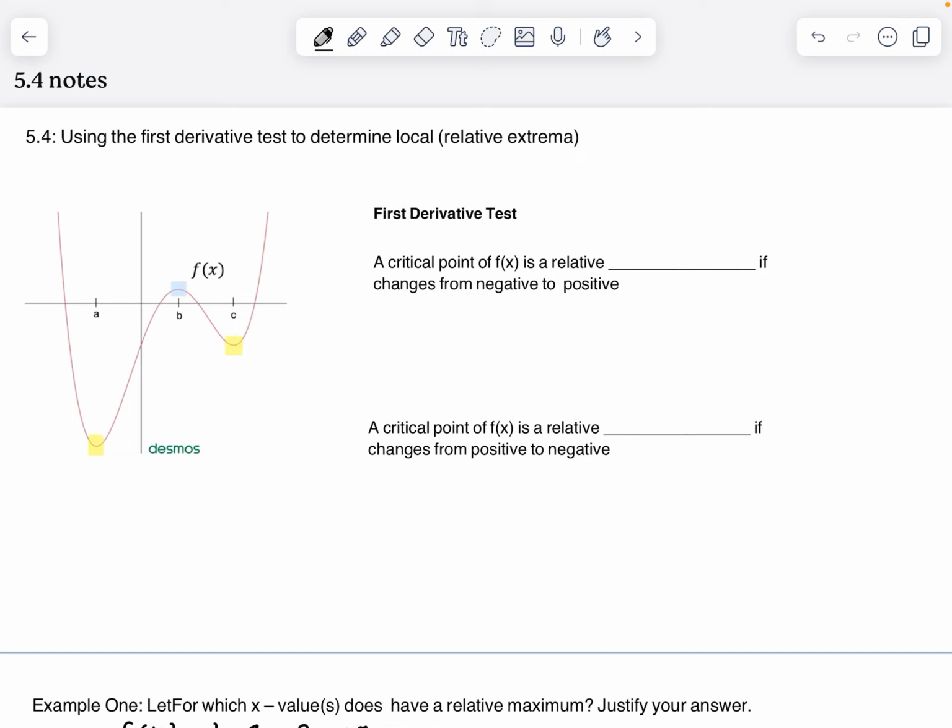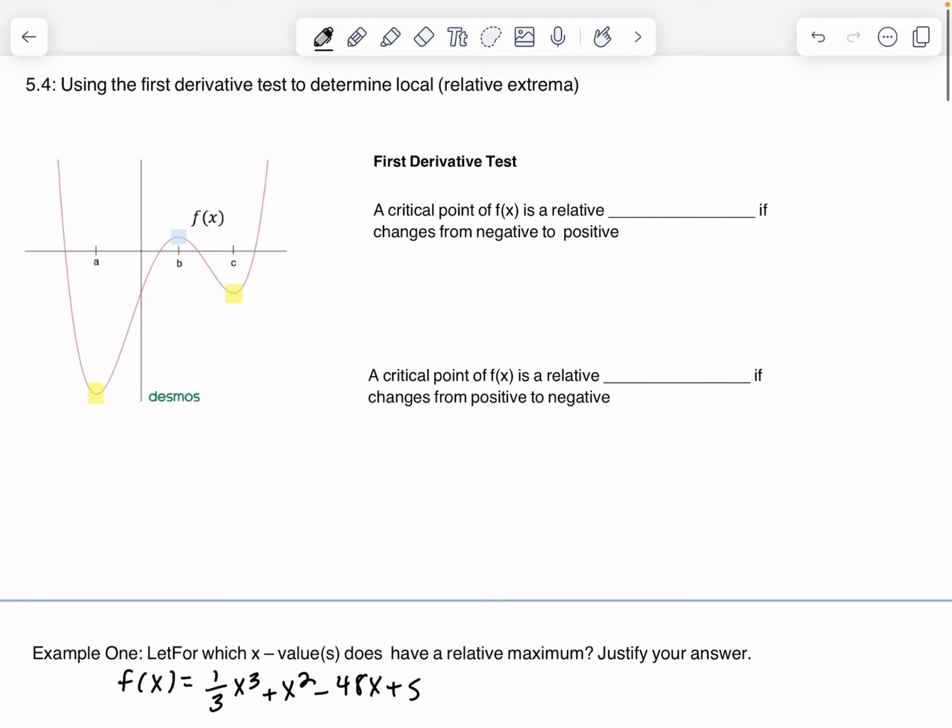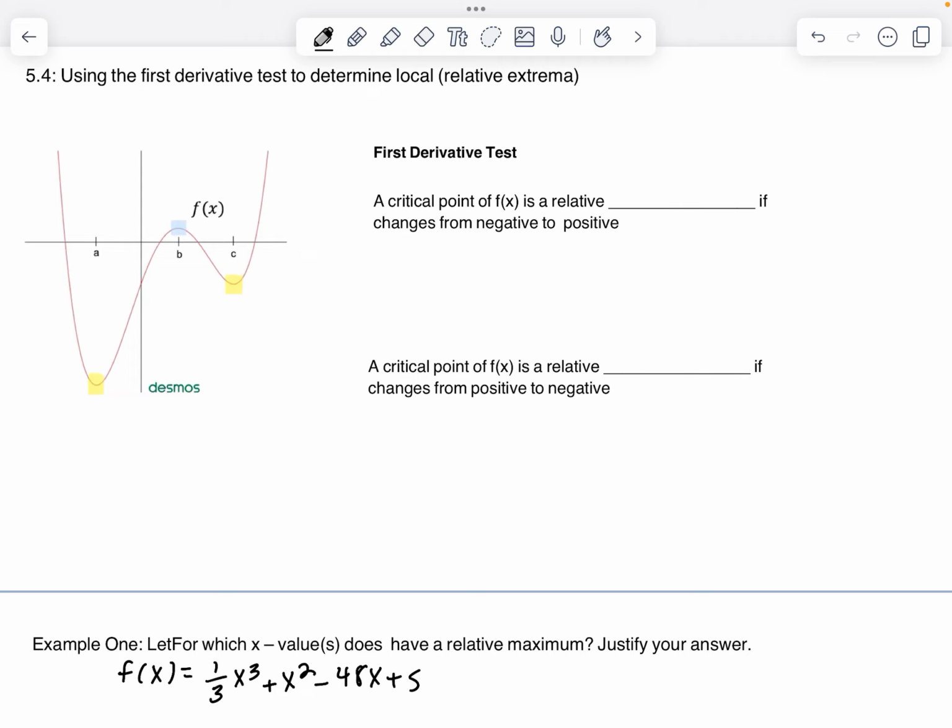This is about using the first derivative to determine local or relative extrema, and then we're also going to use the first derivative to find absolute extrema. So we're going to do something called a first derivative test, and what that says is, a critical point of f of x. A critical point, remember, is when the derivative equals 0 or it doesn't exist.